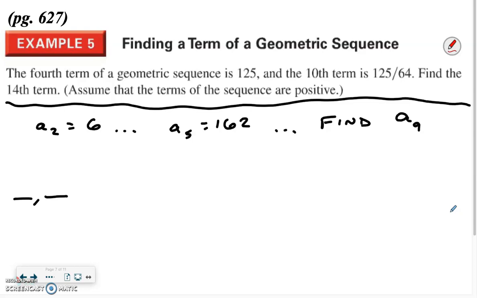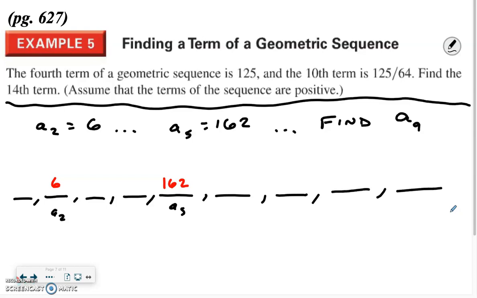So we know that the second term is 6. That's A2. We don't know A3, A4, but we do know that A5 is 162. We don't know A6, A7, A8, or A9, but that's the one that we want to find. And this is our big question.